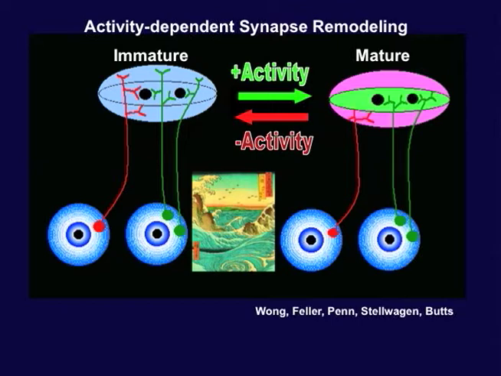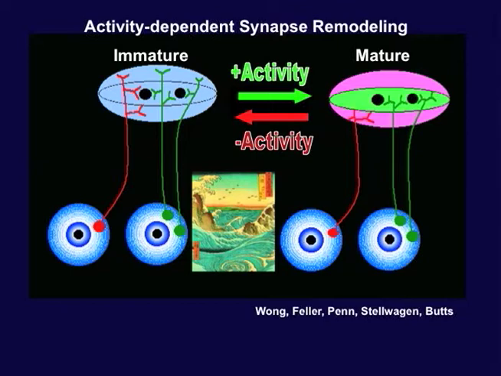So to get to the mature pattern of connections, a process of synapse remodeling is happening during development. And what that involves is both the elimination of inputs, inappropriate inputs, let's say here, from the left eye, as well as the strengthening and stabilization of appropriate inputs coming from the right eye. So the development of the mature pattern involves both synapse elimination, so weakening and elimination, and strengthening and stabilization to get to the adult pattern.